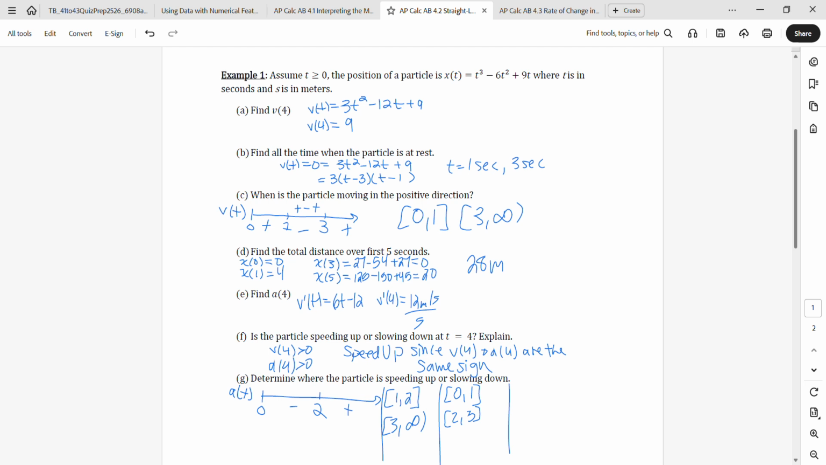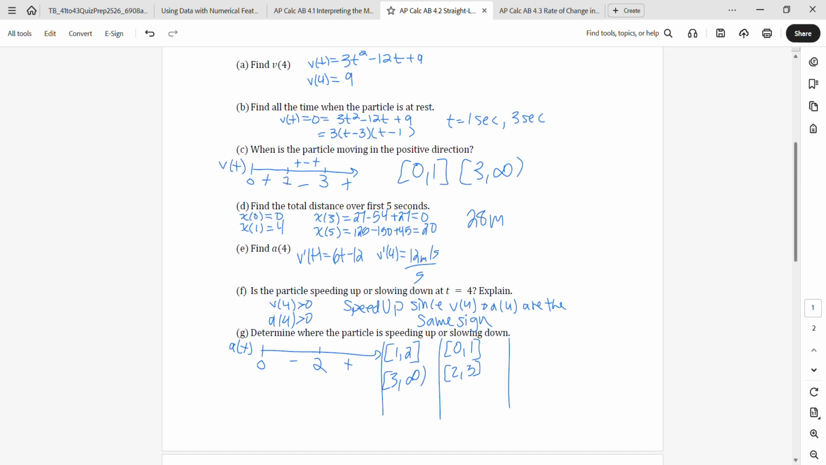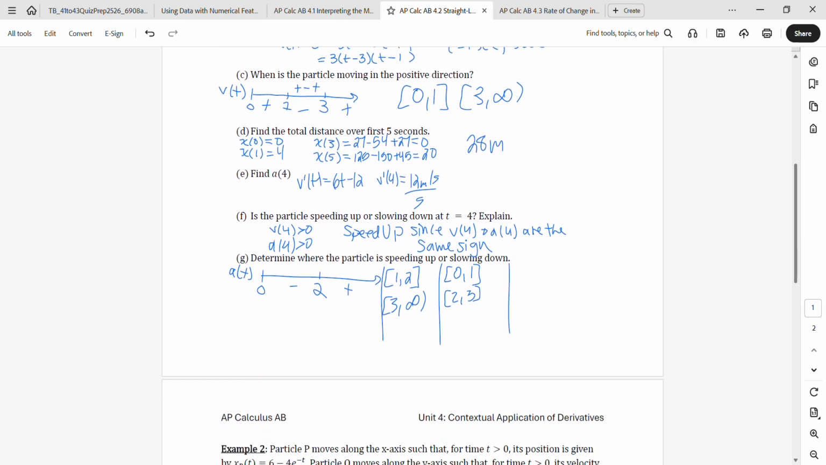Okay, when things are speeding up, when things are slowing down, explaining those, just as we talked about on the homework. And yeah, even the uses of a sign chart, right? How helpful that can be. All right.